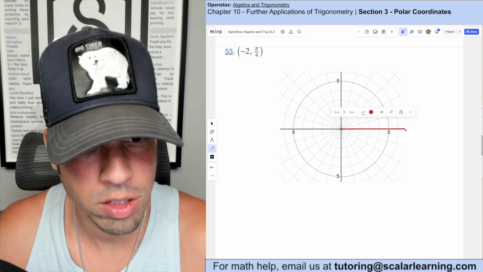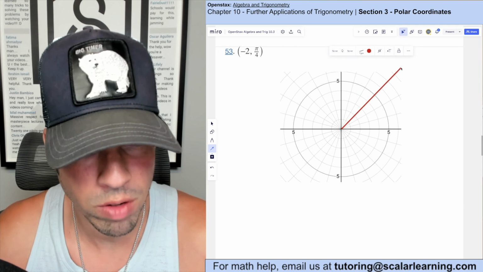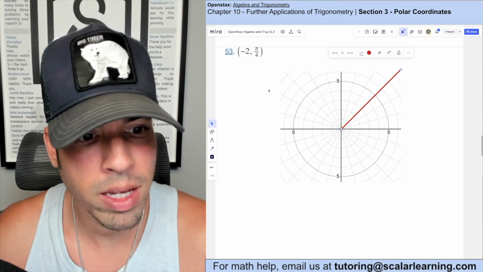So for this one, we're going to start with the theta value, right? And we've got here at 0. Here would be pi halves. Pi fourths is right in the middle. It's also the same as 45 degrees. But the r value is negative.